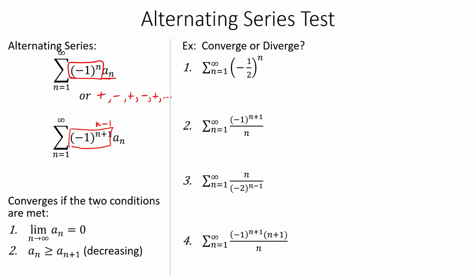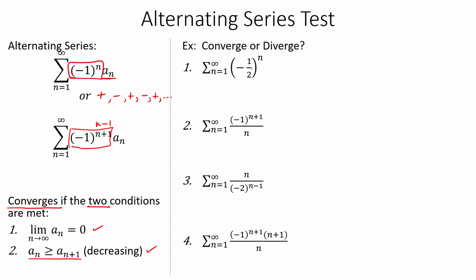To tell if it converges, we have two conditions. The first is the limit has to go to 0. The second is that the series has to be decreasing, if we take out the negative sign, that is. If we check those two conditions and they work out, then it converges. If either one of those fails, then it diverges.